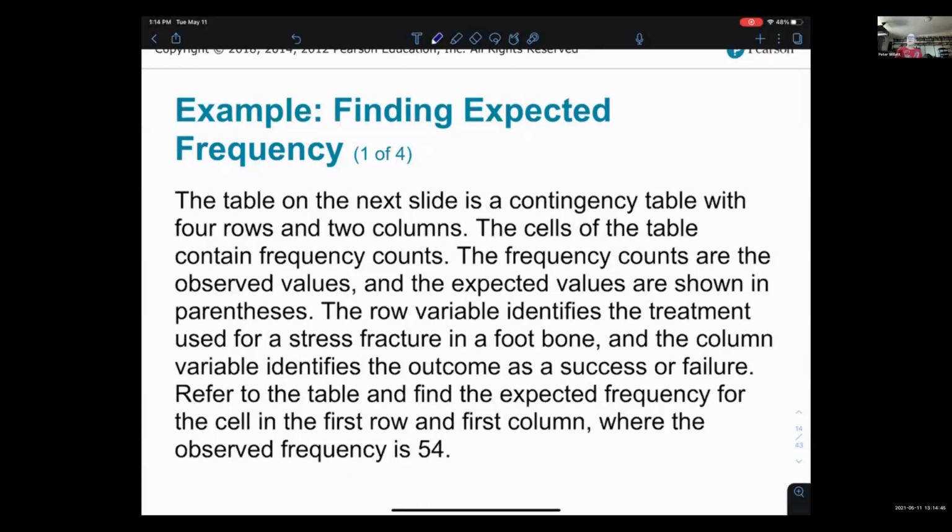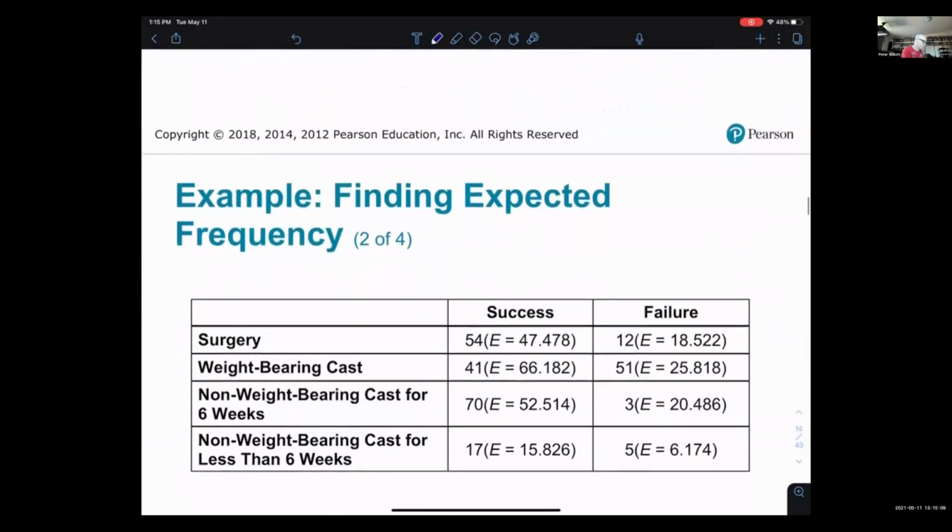The row variable identifies the treatment used for stress fracture in a foot bone. So somebody breaks a bone in their foot and they receive some kind of treatment. And the kinds of treatment they got are the row variable. And the column variable identifies the outcomes as a success or failure. And then we refer to the table to find the expected frequencies for the cell in the first row, first column. So let's take a look at the table.